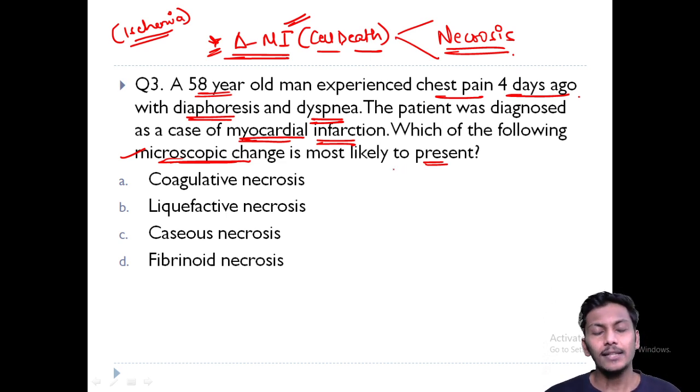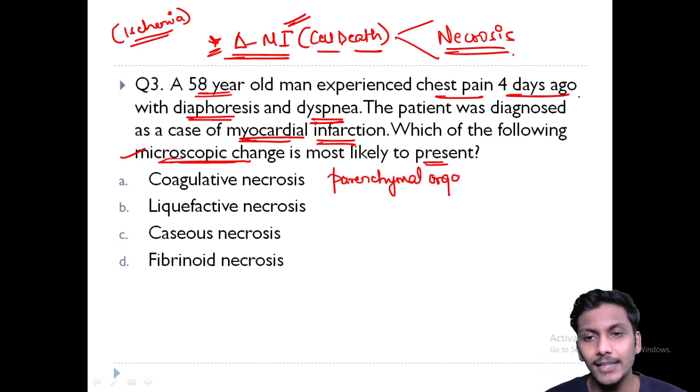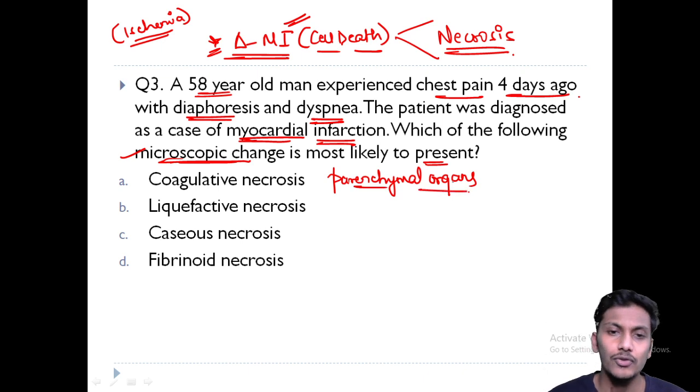So usually in cases of myocardial infarction or in cases of any of the parenchymal infarctions, so in cases of solid organs, whenever there is a solid organ or a parenchymal organ, in these parenchymal or solid organs usually we see coagulative necrosis. So option A, coagulative necrosis is your right answer.